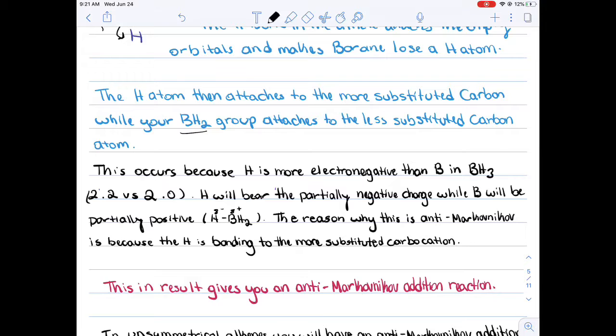Okay, so now let's talk about the reason why I have a partially negative charge on hydrogen and a partially positive one on boron. Kind of weird, right? Well, the reason it occurs is because hydrogen is more electronegative than boron in BH3. You're comparing a 2.2 electronegativity on hydrogen to a 2.0 on boron. Therefore, that is why hydrogen has a partially negative charge and boron has the partially positive.